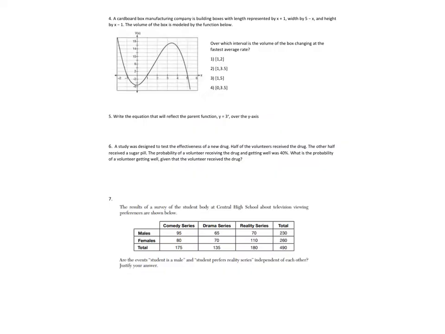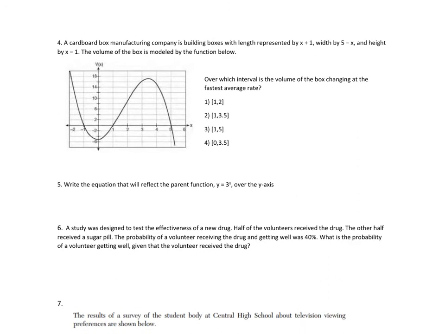Okay, next question. It says, a cardboard box manufacturing company is building lengths with x plus 1 and a width by 5 minus x. And the volume of the box is modeled by the function below. They want you to find the fastest average rate. So this is just slope. Remember, slope is y minus y over x minus x. So you're going to find the slope for all of these values, okay?